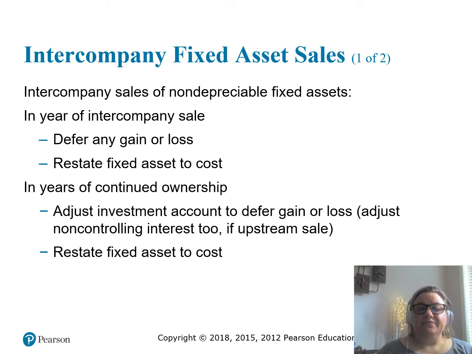Okay, so we're going to look at when you sell between the two companies, all right? And here are some guidelines. If you sell non-depreciable fixed assets, in the year of sale, you want to defer any gain or loss and then move the fixed asset down to its cost, okay? In continued ownership, you're going to go in and adjust the investment account for the gain or loss. And this is important, you have to make a distinction for an upstream sale, which is sub to parent. You're going to have to adjust the non-controlling interest portion that doesn't belong to the parent. Then you will restate the asset to cost.